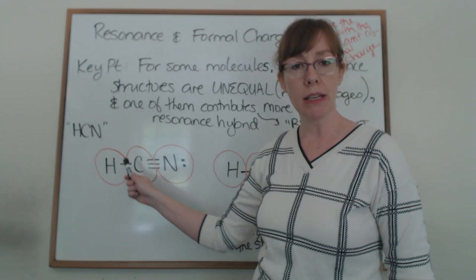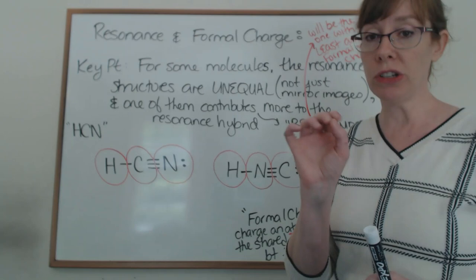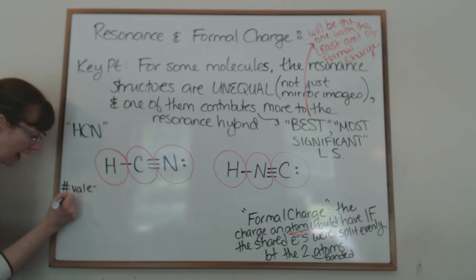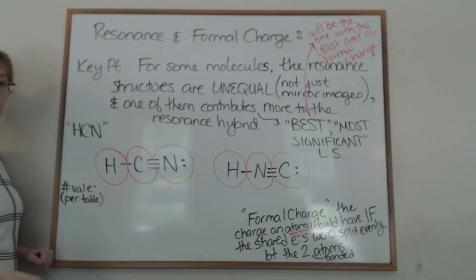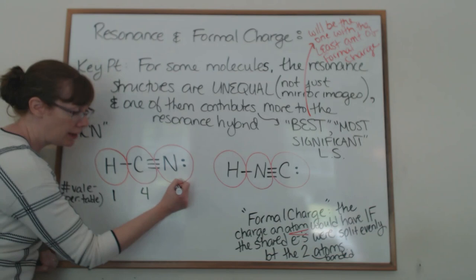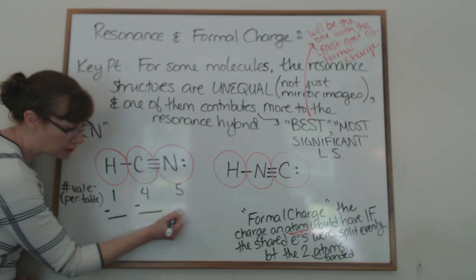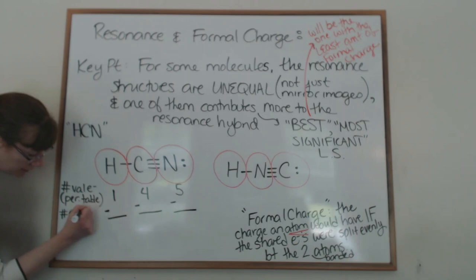All right, so how do you calculate formal charge? It's a very simple subtraction problem. What you want to do is, next to or underneath every atom, write the number of valence electrons that the atom should have according to the periodic table. So according to the periodic table, hydrogen should have one valence electron, carbon should have four, and nitrogen should have five. Basically the group number. And from that, you are going to subtract another number. So just a tiny little subtraction problem. You're going to subtract the number of electrons in the circle.